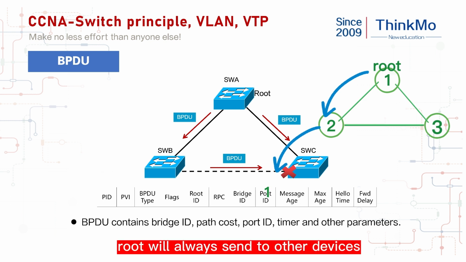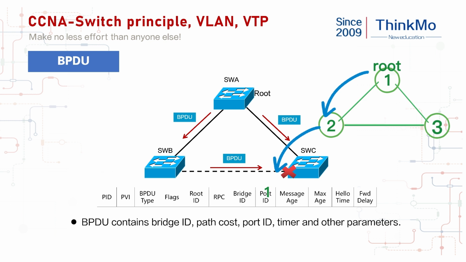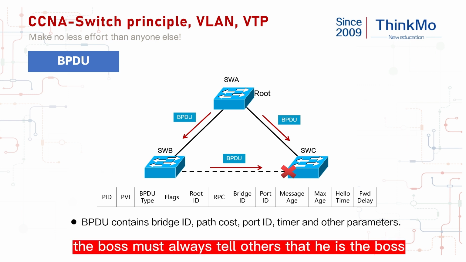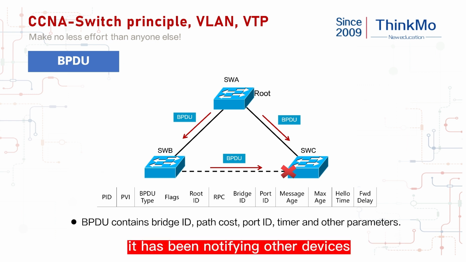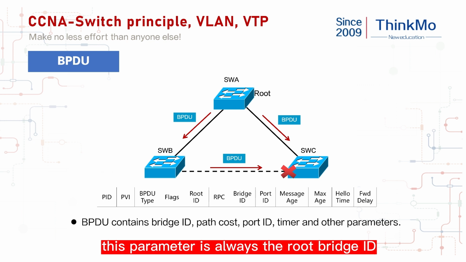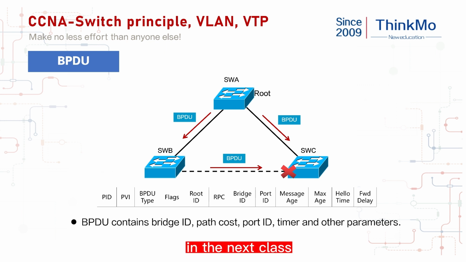STP relies on such BPDU messages to maintain the overall relationship. The root will always send to other devices, and other devices will keep sending. It's like picking a boss in an environment. The boss must always tell others that he is the boss. It has been notifying other devices, and they acknowledge it. This is called the BID. This parameter is always the root bridge ID. Let's talk about how to represent this ID in the next class.